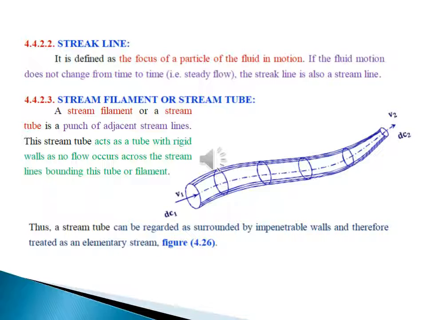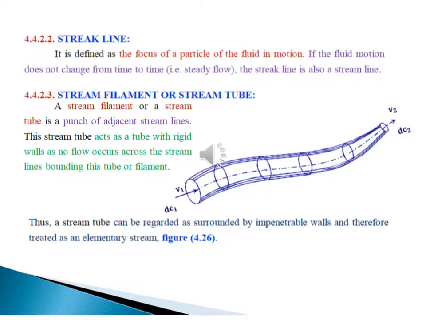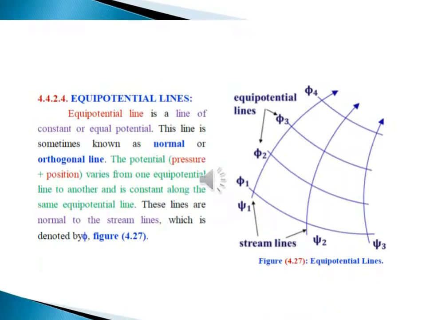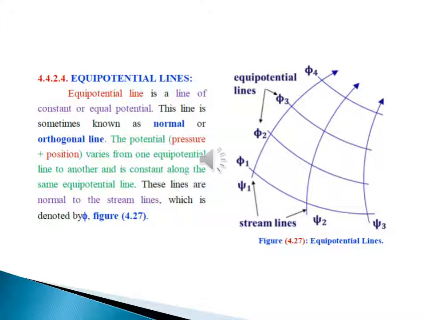Streakline is defined as the locus of the particles of the fluid in motion, while a stream filament or a stream tube is the path of a group of streamlines, as shown in front of you in the enclosed figure. Equipotential lines are the lines of constant or equal potential, and are sometimes known as normal or orthogonal lines. These lines are normal to the streamlines as shown.